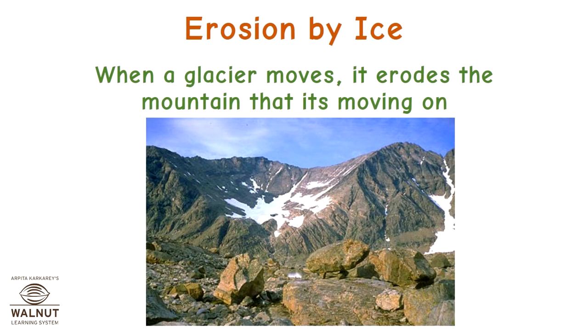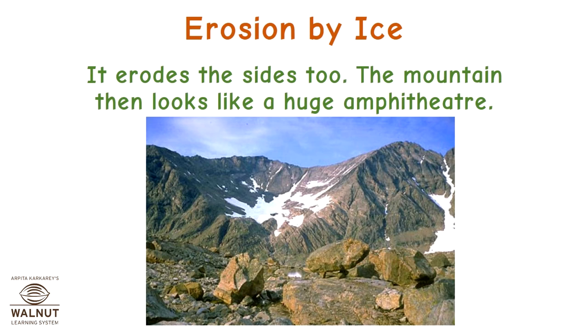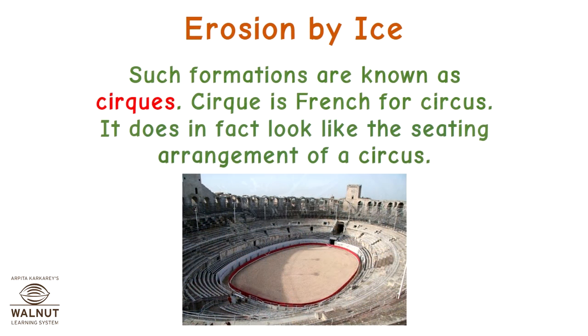When a glacier moves, it erodes the mountain that it's moving on. It erodes the sides too. The mountain then looks like a huge amphitheater. Such formations are known as cirques. Cirque is French for circus. It does, in fact, look like the seating arrangement of a circus.